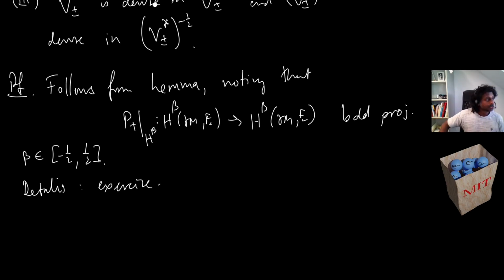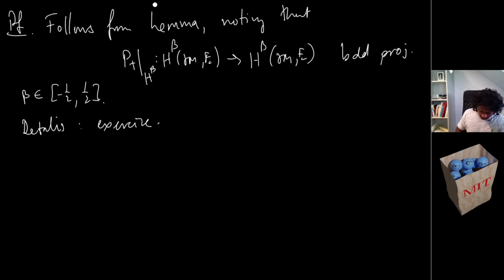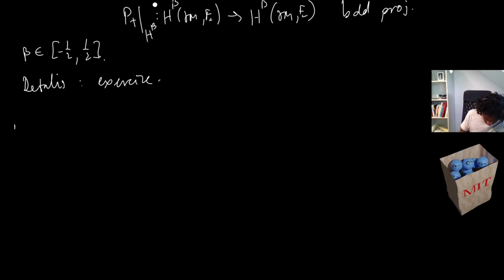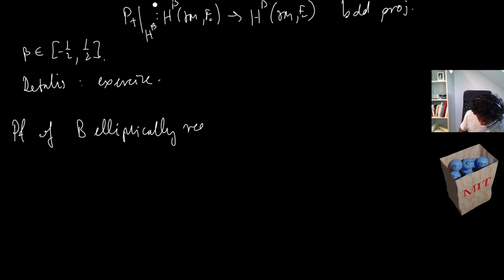All right, so let's now prove one of the directions, right? Proof of B elliptically regular implies B L2 graphically decomposable.